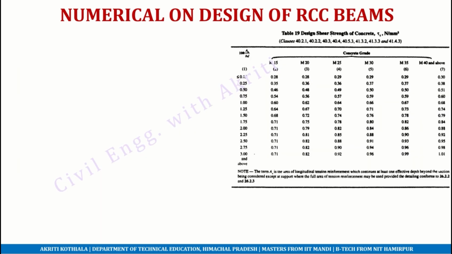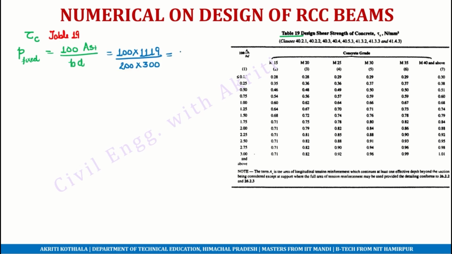The next part is to calculate the value of tau C. Tau C can be calculated from table 19. What we have to calculate is the percentage of steel at fixed end. So at fixed end, we can simply write 100 into AST upon BD. So substituting the values, we obtain the percentage to be equal to 1.865%. From table 19, we can see that this value lies between 1.75 and 2.